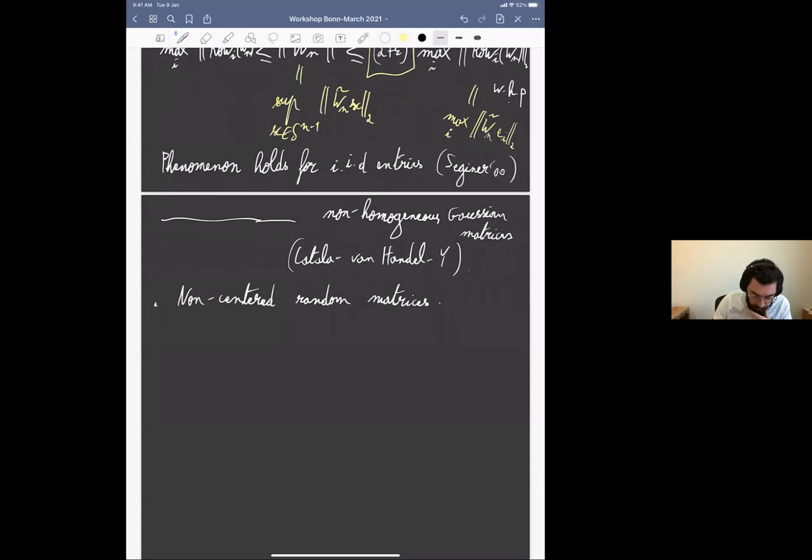So I have a graph, G(n,p), an Erdos-Renyi graph. Every 2 vertices are connected independently with probability p_n. I'm going to denote by A_n the adjacency matrix. So you just put 1 or 0 depending on whether you have an edge or not. So in this case, it's just a Bernoulli matrix.